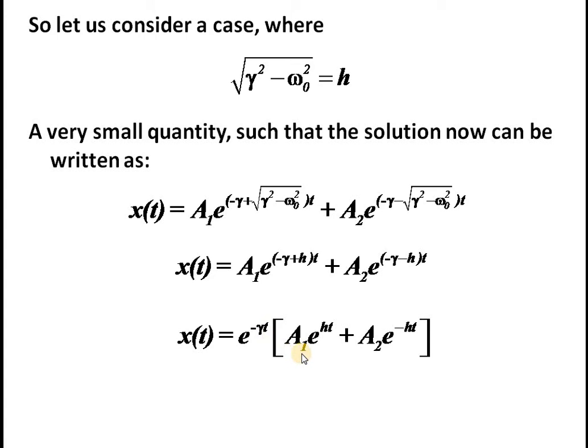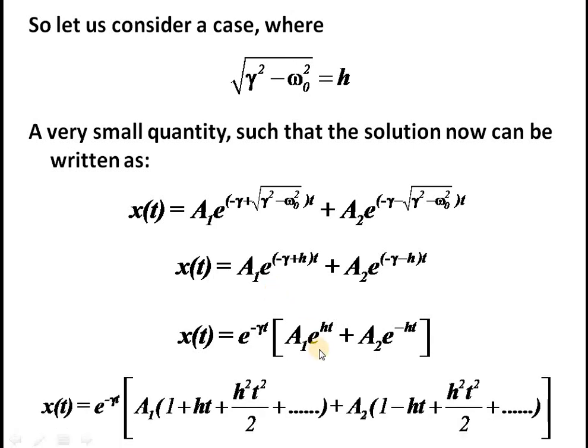So what is left inside the bracket? You have a1 e raised to ht plus a2 e raised to minus ht, where gamma is the damping constant and h is the value we have taken for this h. You can expand e raised to ht using the formula e raised to x is equal to 1 plus x plus x square by 2 factorial, and it goes on like that. So using that formula, we can expand e raised to ht and e raised to minus ht.